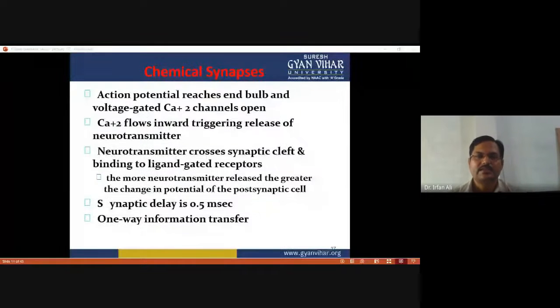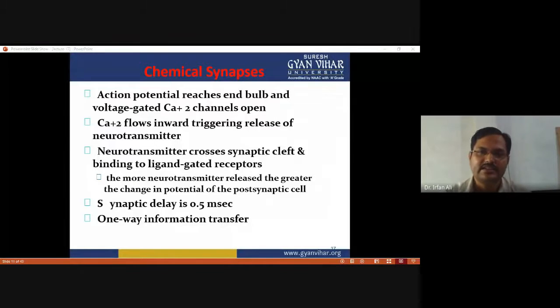In a chemical synapse, the action potential reaches the end bulb, and the voltage-gated calcium ion channels open. Calcium ions flow inward, triggering the release of neurotransmitter. This is the mechanism of how the electrical signal received by the presynaptic neuron is converted into a chemical signal. When the calcium ions flow inward, they trigger the release of neurotransmitter.